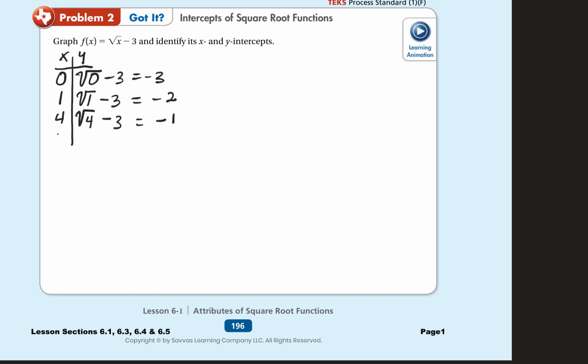Let's use 9. The square root of 9 minus 3 is 0. Now we're going to use 16. The square root of 16 is 4, minus 3 gives you 1. And then we have 25. The square root of 25 is 5, minus 3 gives you 2. I'm going to go ahead and graph this.